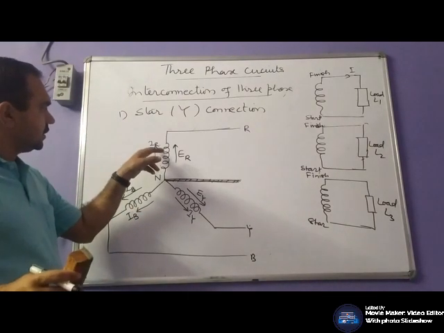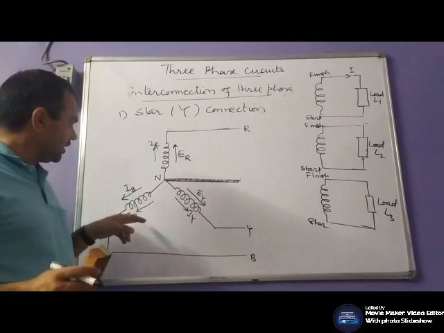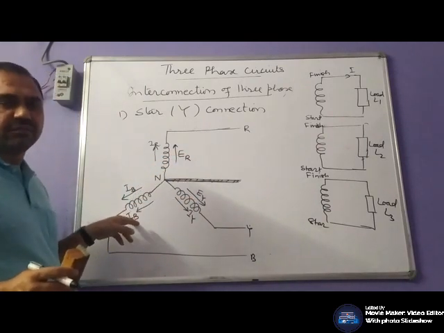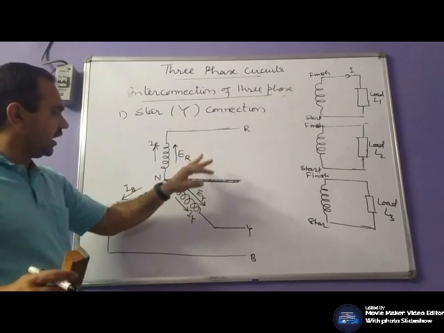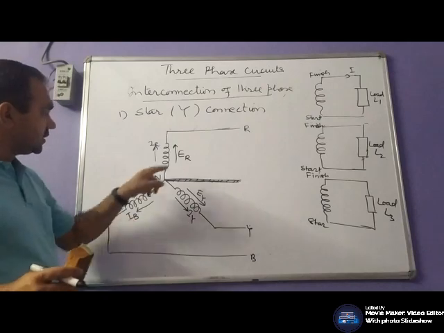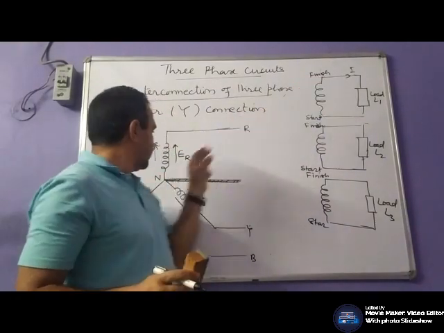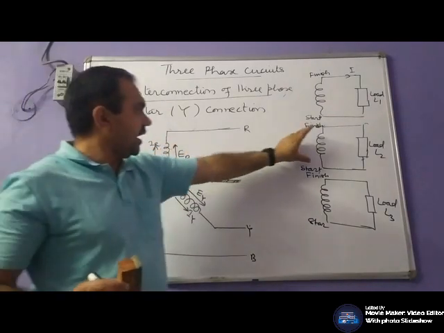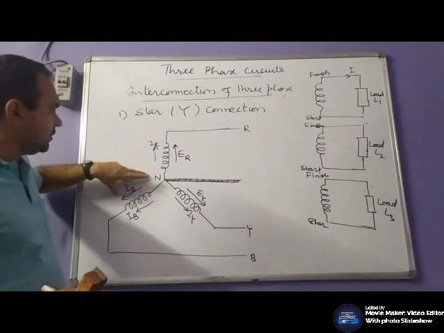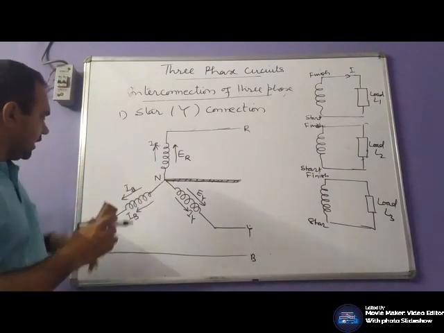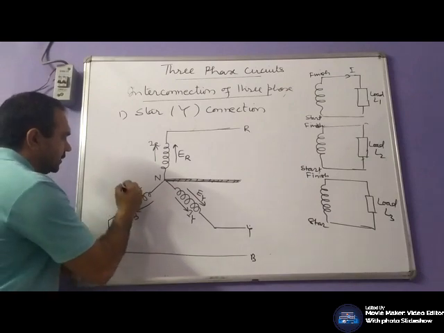These can also be denoted by EA, EB, EC. Whatever you want, you can denote them. So here we have considered R, Y, B. This ER is the EMF induced by this coil. EY is the EMF induced by this coil, and EB is the EMF induced by this coil.